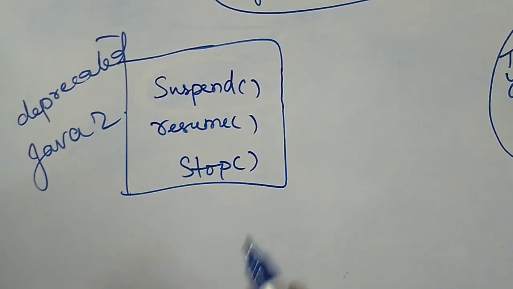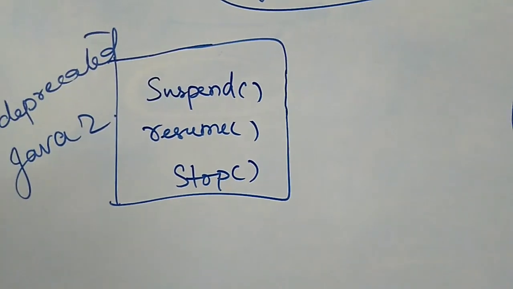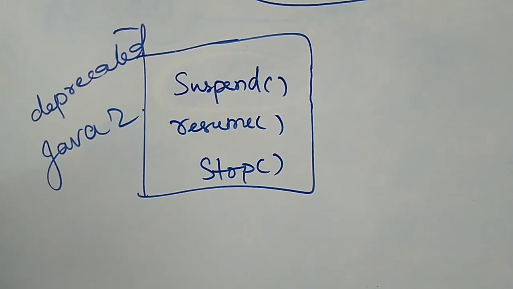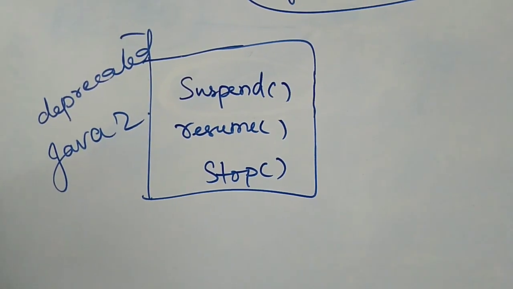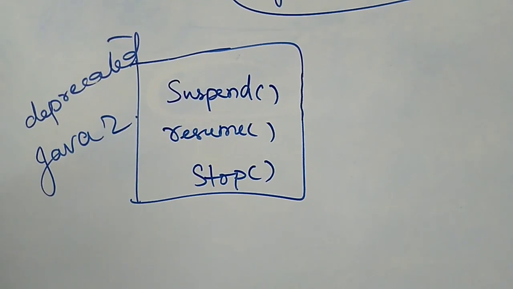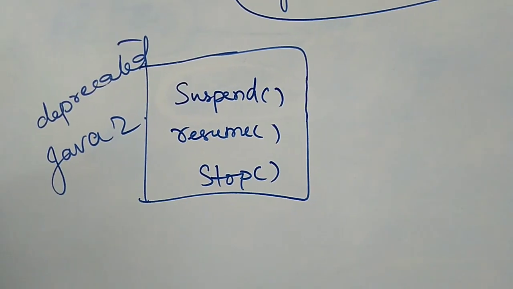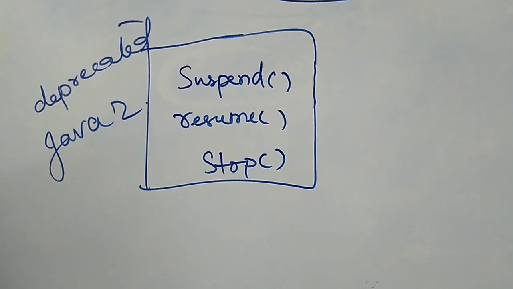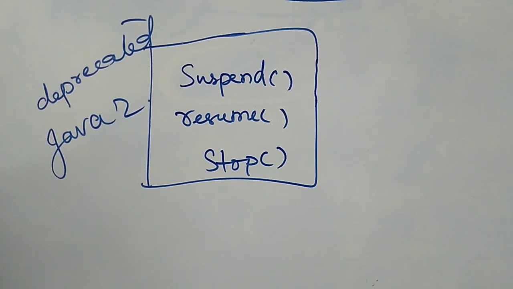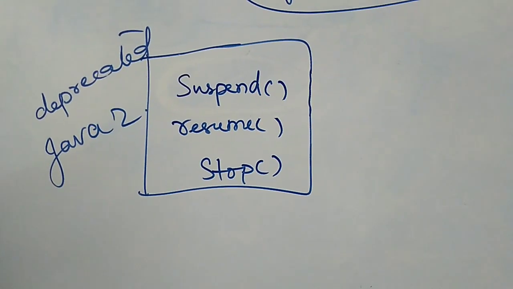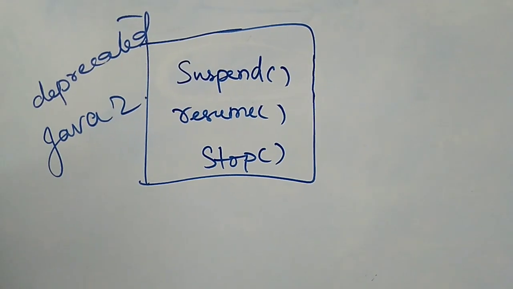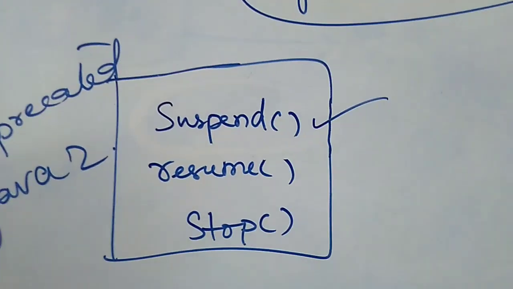The suspend method is deprecated because it can cause serious system failures. For example, a thread is holding a resource and it went into a suspend state. The suspend state will not release the locks, so the other threads which are waiting for the resource may enter into a deadlock. That's the reason the suspend method is deprecated.